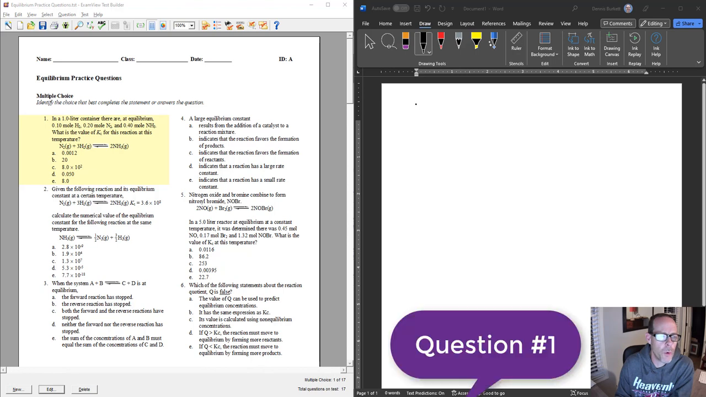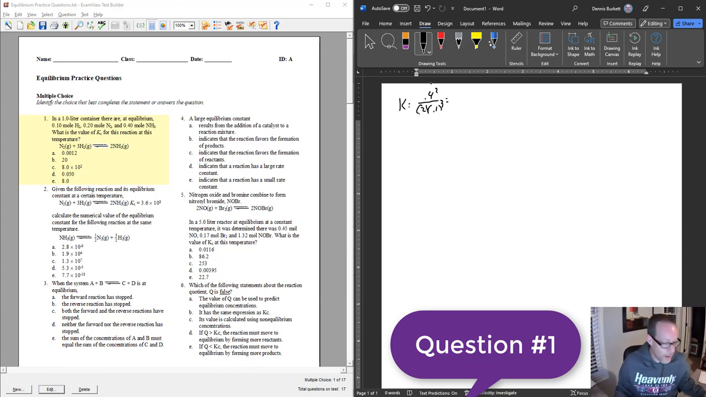Number one, pretty straightforward. I'm not going to write the entire K expression, but K is going to equal right side over left side. So I've got 2 NH3s, and my NH3 concentration is 0.4. So 0.4 squared over nitrogen, which is 0.2, times hydrogen, which is 0.1. And we're going to cube that, even though it doesn't look like a cube.